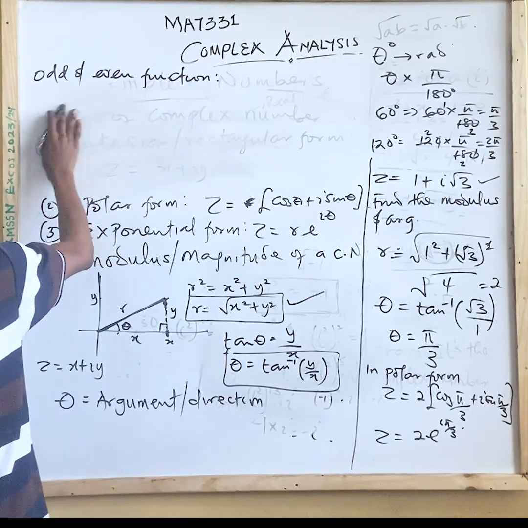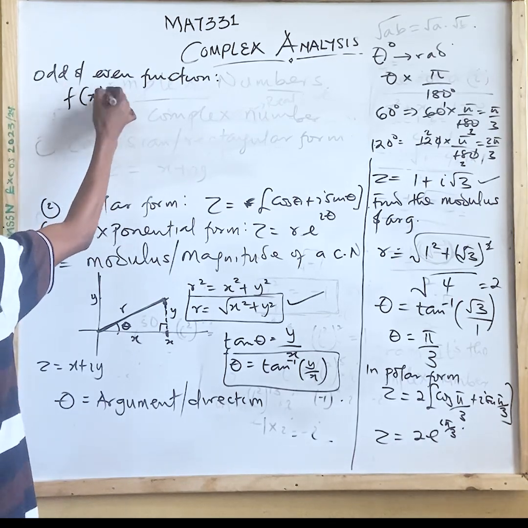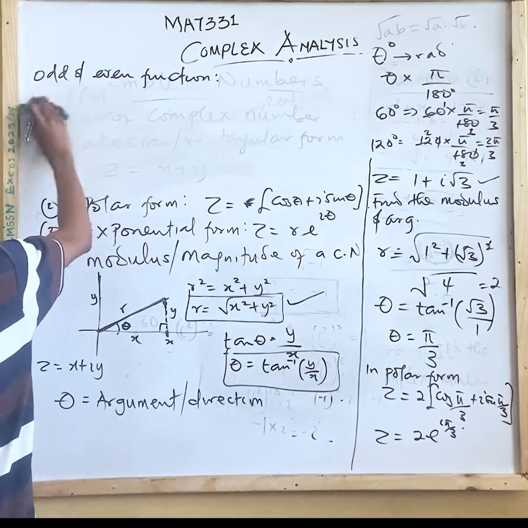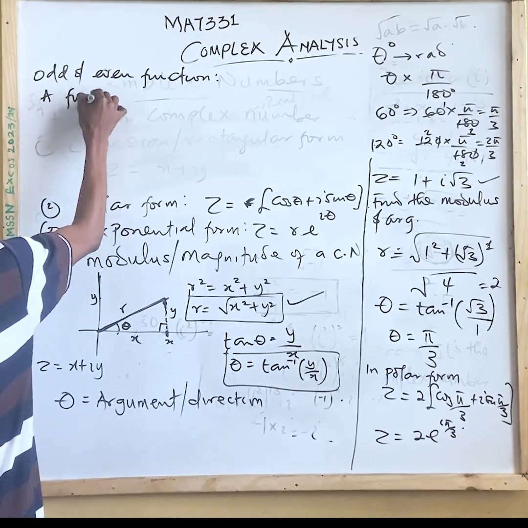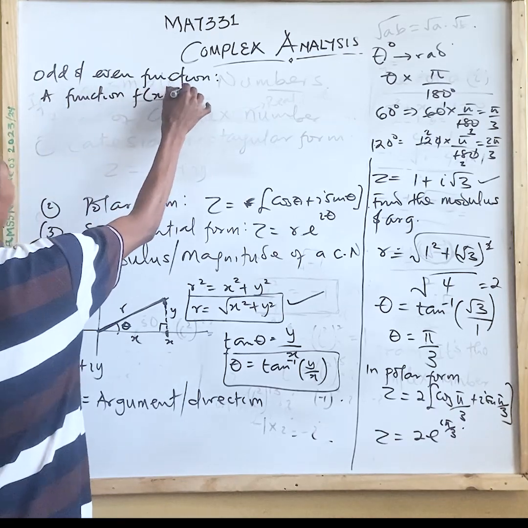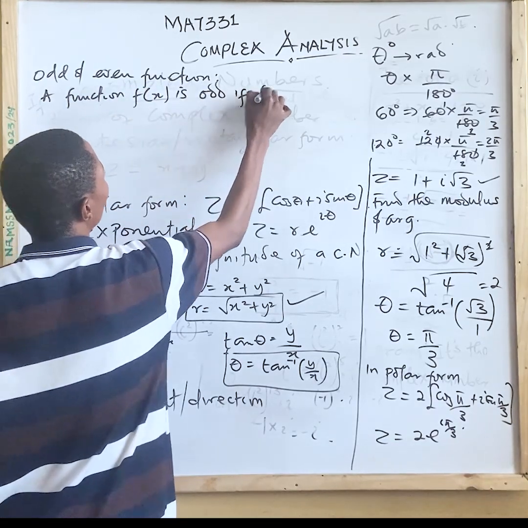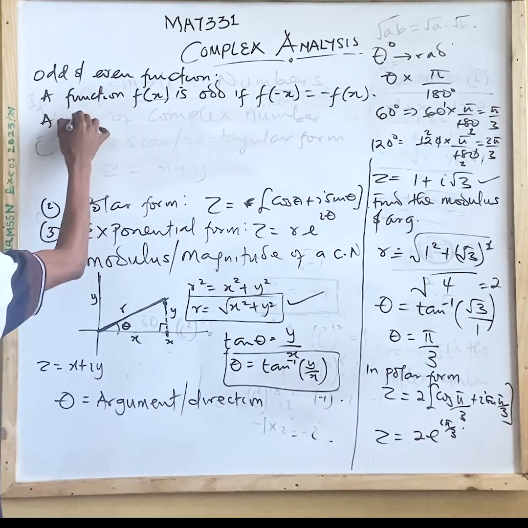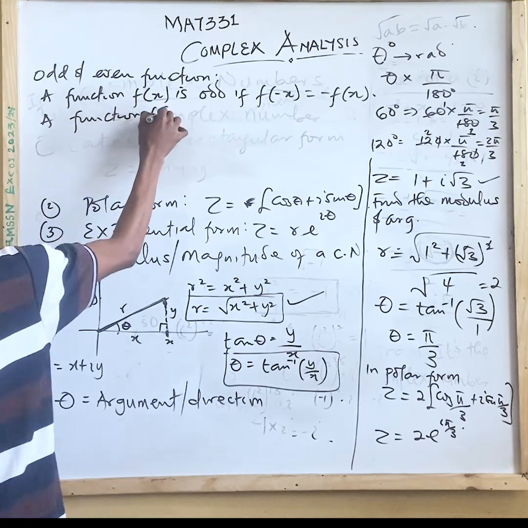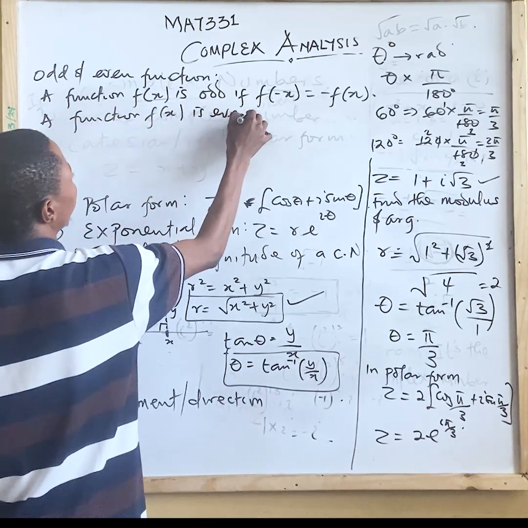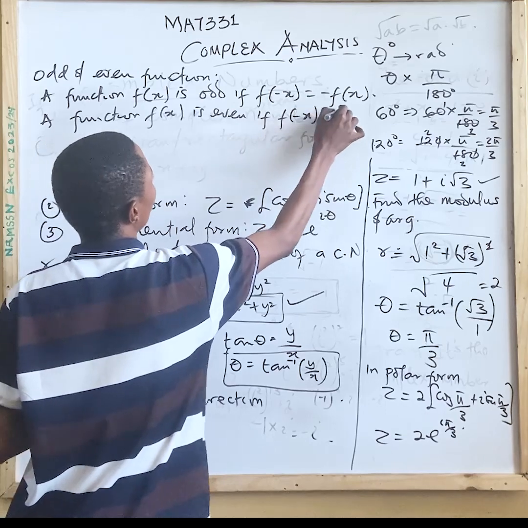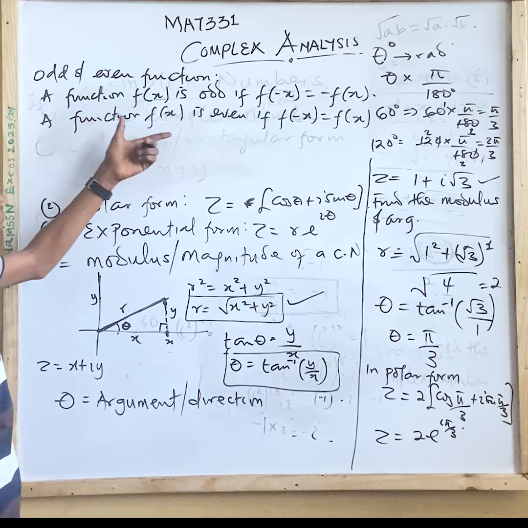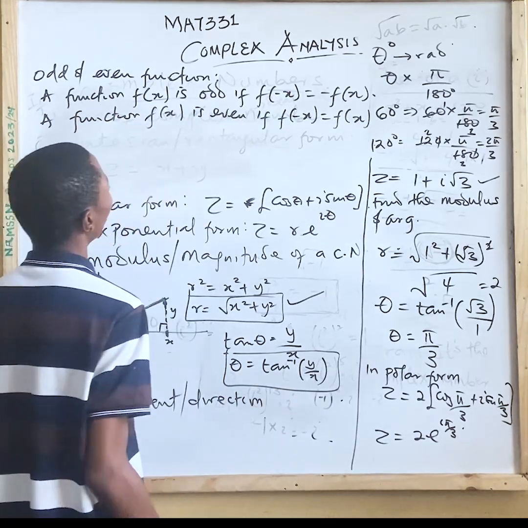What is an odd function? Suppose you are having a function f of x. Let me put it in this form. A function f of x is odd if f of minus x is minus f of x, and a function f of x is even if f of minus x is still equal to f of x. So you see the difference between odd and even functions.